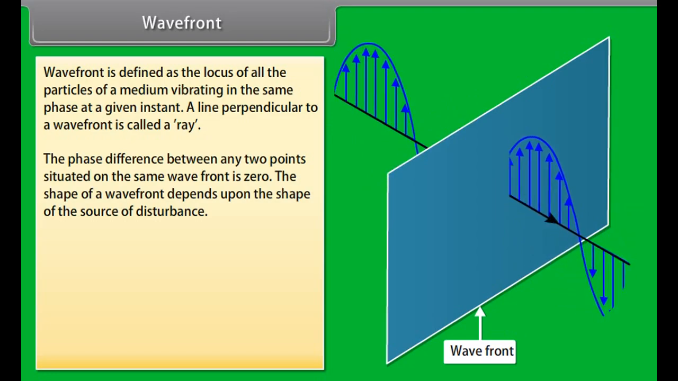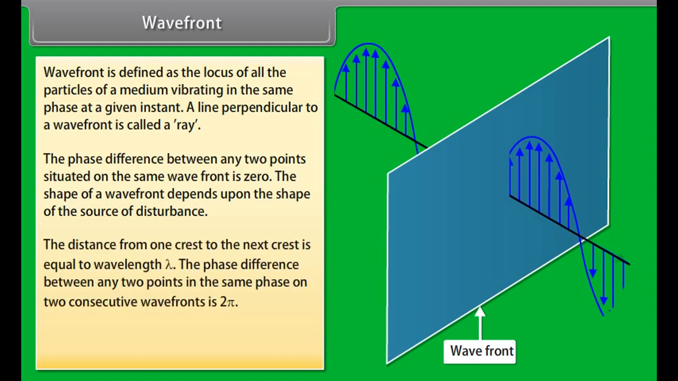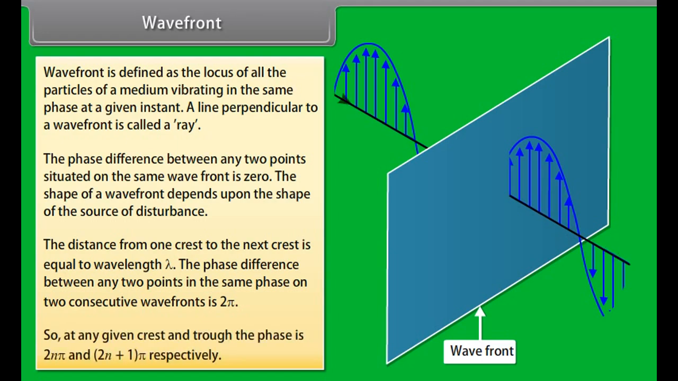The shape of a wave front depends upon the shape of the source of disturbance. The distance from one crest to the next crest is equal to wavelength lambda. The phase difference between any 2 points in the same phase on 2 consecutive wave fronts is 2 pi. So, at any given crest and trough, the phase is 2n pi and (2n plus 1) pi respectively, where n is an integer. Types of wave fronts.